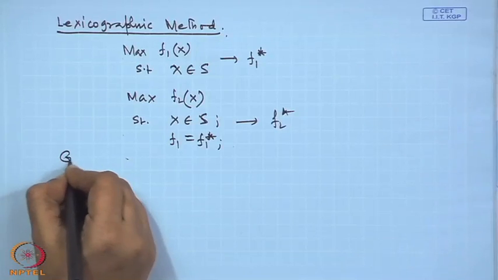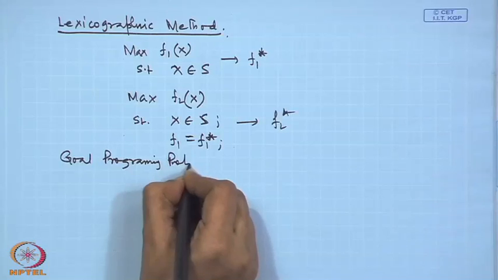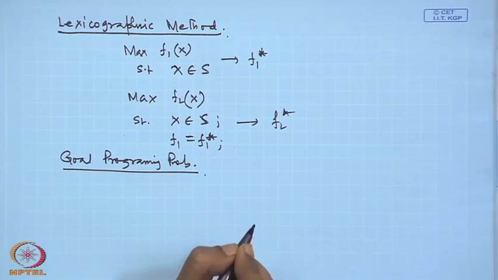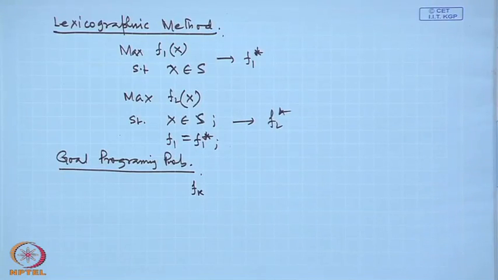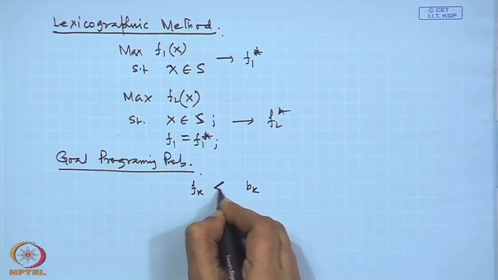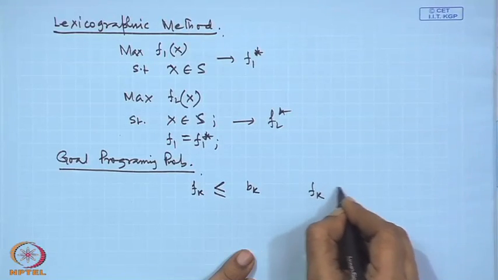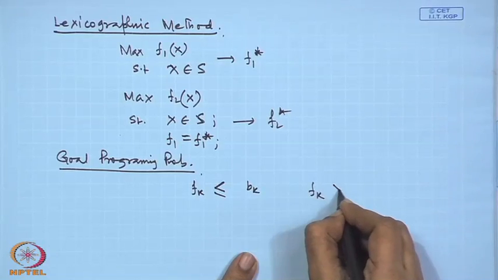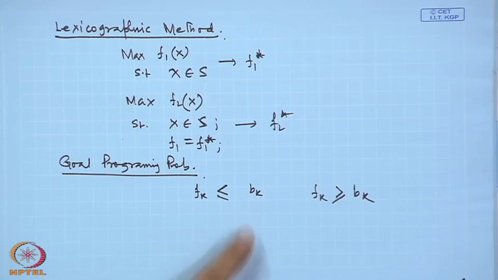There is another popular method available for solving the multi-criteria decision making problem, that is called the goal programming technique. It also falls under the second category. Here we need the information about the goal, that is the aspiration, for each of the objective functions. Say we have the kth objective function, and the goal for this objective function is bk. That means I want fk to be less than or equal to bk. Or in other words, for a maximization problem we want fk to be more than bk, and for a minimization problem we consider fk less than or equal to bk.